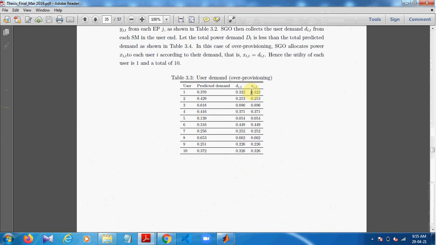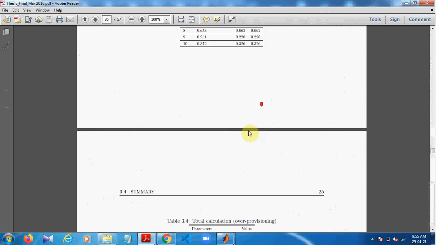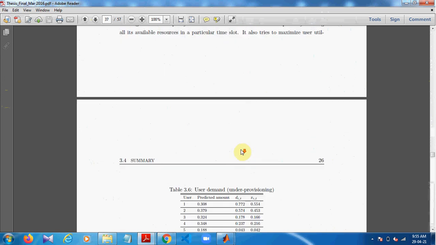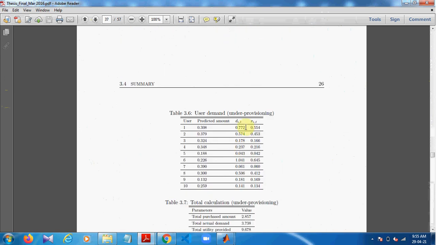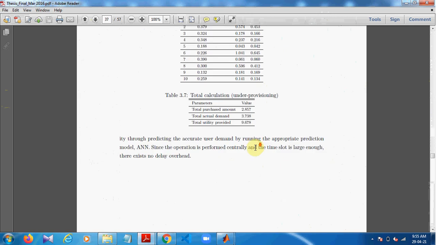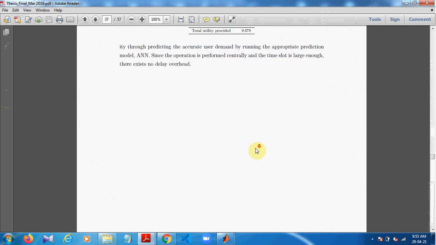That means over provision. Because we had an over provision, we can allocate as much power as the user demands, because we had an over provision with us. Now in under provision, we can see that DIT is greater than XIT, because DIT, that means user demand, is greater than allocated power. So based on that, our system will calculate the various results.